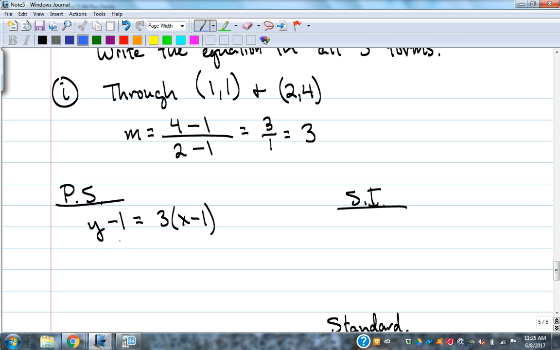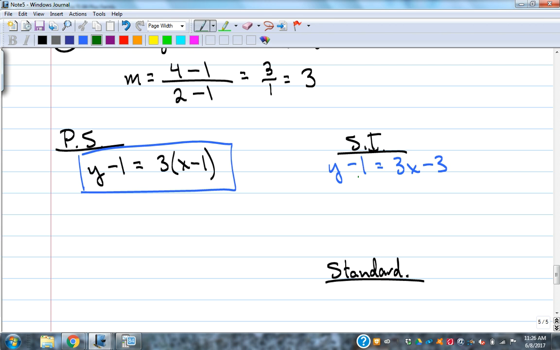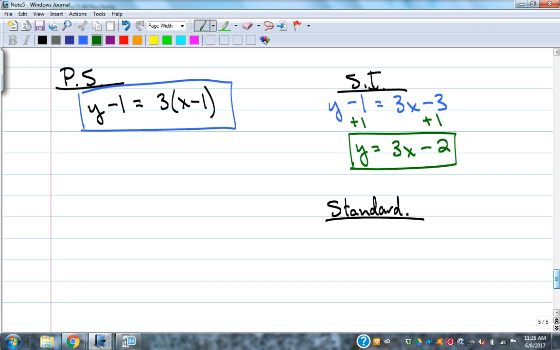Next thing, that's point slope form. That's that form. It's already done. I don't have to even simplify that. Slope intercept form, I'm going to take that form, distribute, and then get y by itself. 3x minus 2. That wasn't too bad.